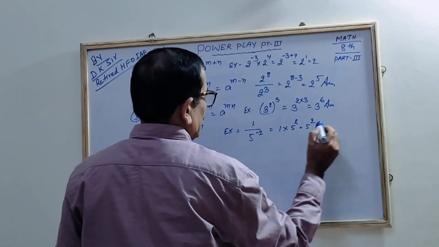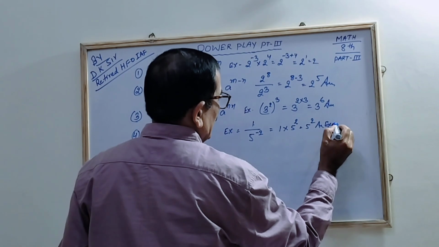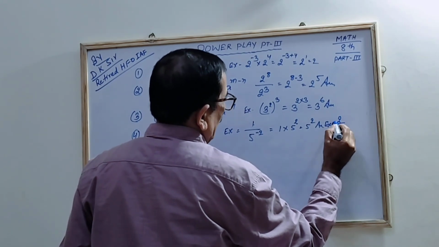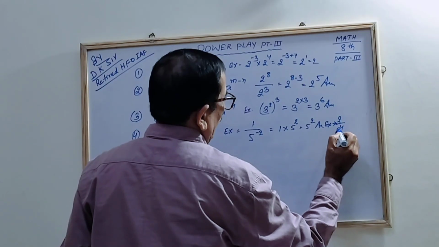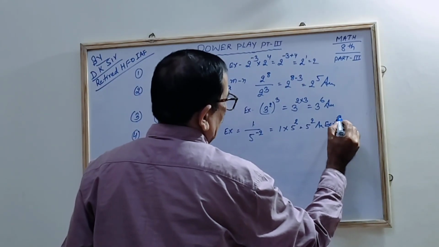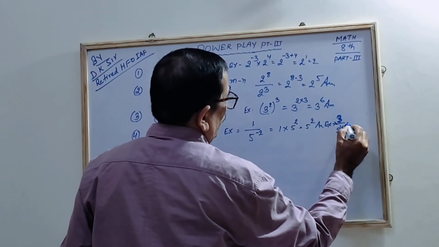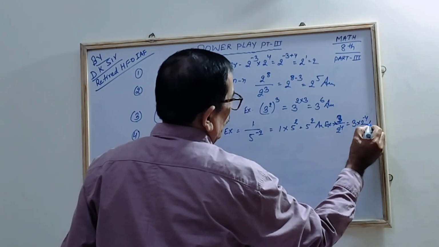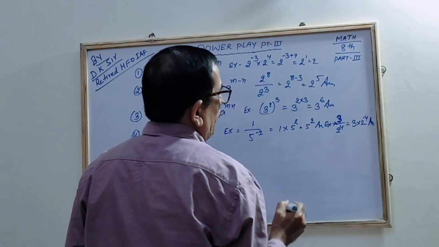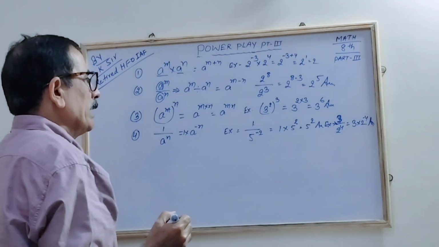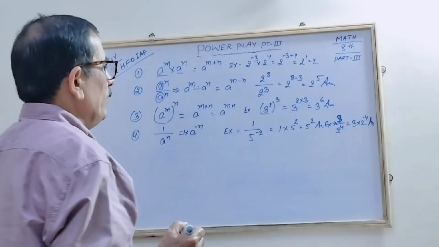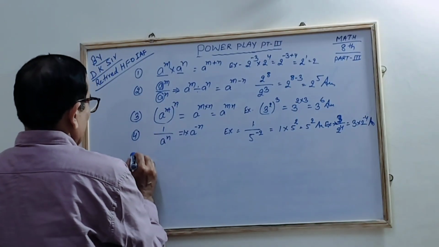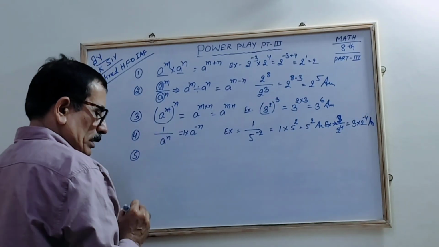Another example we can see: 3 by 2 to the power 4. What will that be? 3 into 2 to the power minus 4, because when it goes on the top, the sign of the power is going to change, and the numerator will be multiplied. This becomes the answer, correct? So you understood?